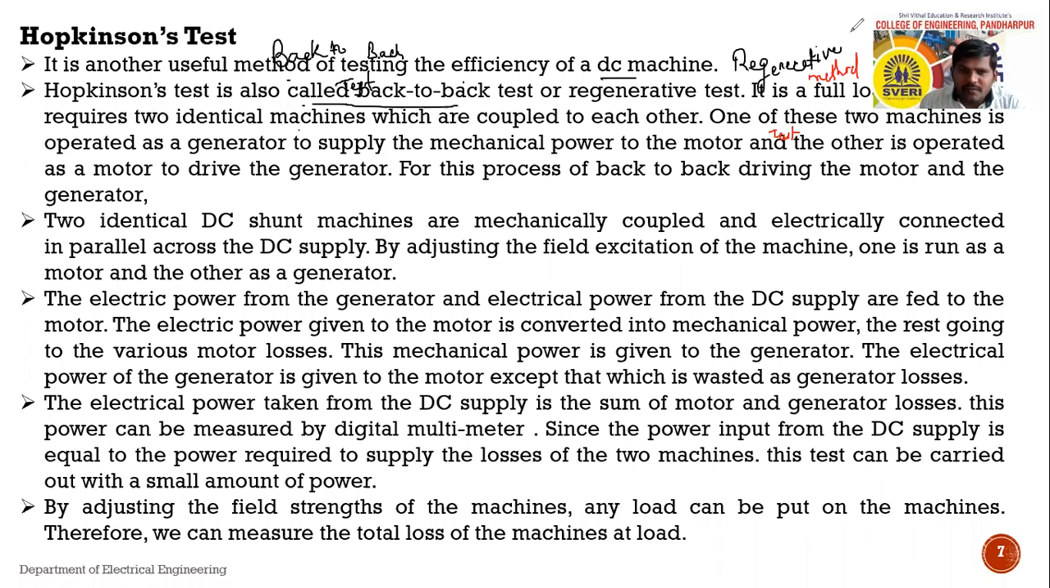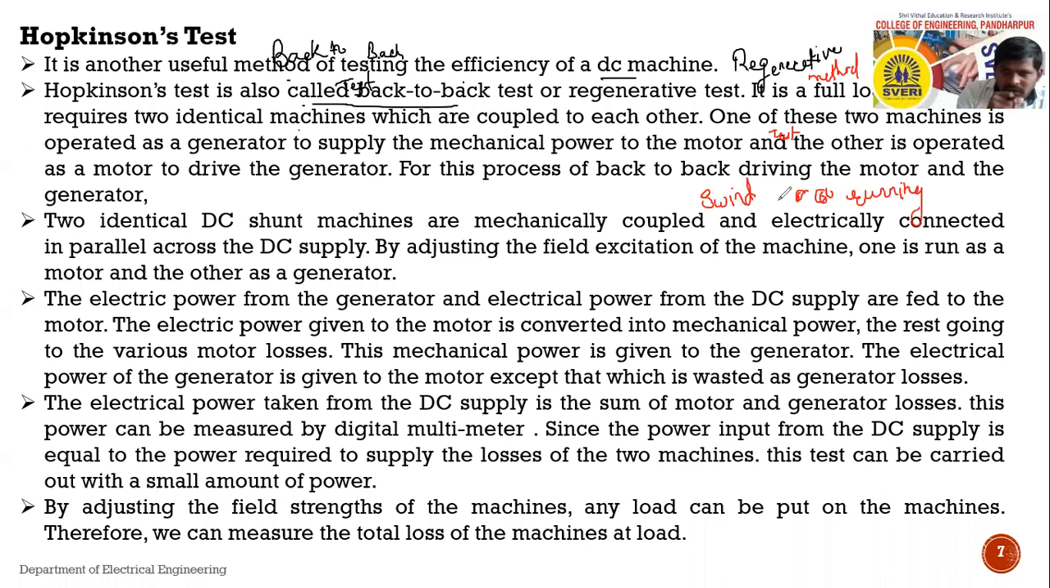In the case of the Swinburne test, only a running test, or a no load test, can be conducted. So we found two drawbacks of that test: whether the commutation is satisfactory at the desired load condition, and whether the temperature rise is within the specified limit at a given load condition. These are the two drawbacks of the Swinburne test.